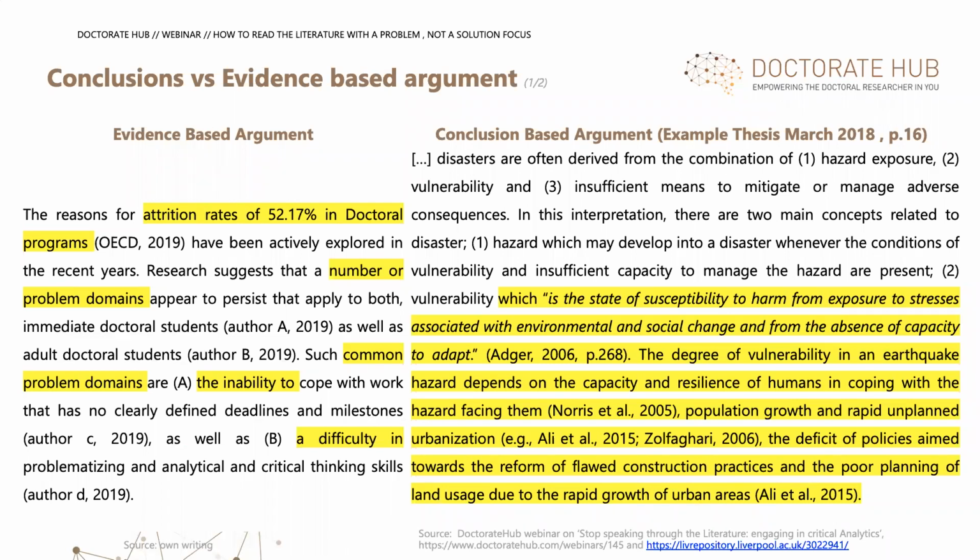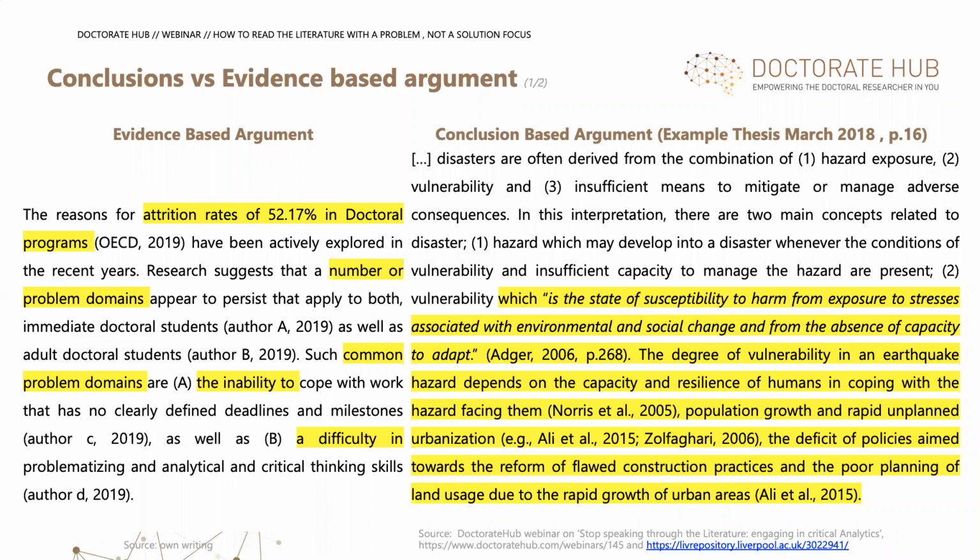The reasons for attrition rates of 52.17% in doctoral programs, in accordance with OECD data, have been actively explored in recent years. Research suggests that a number of problem domains appear to persist that apply to both immediate doctoral students, those that engage in a doctorate after a master's study, as well as adult doctoral students, those that first worked a bit and then come back into the education sector.